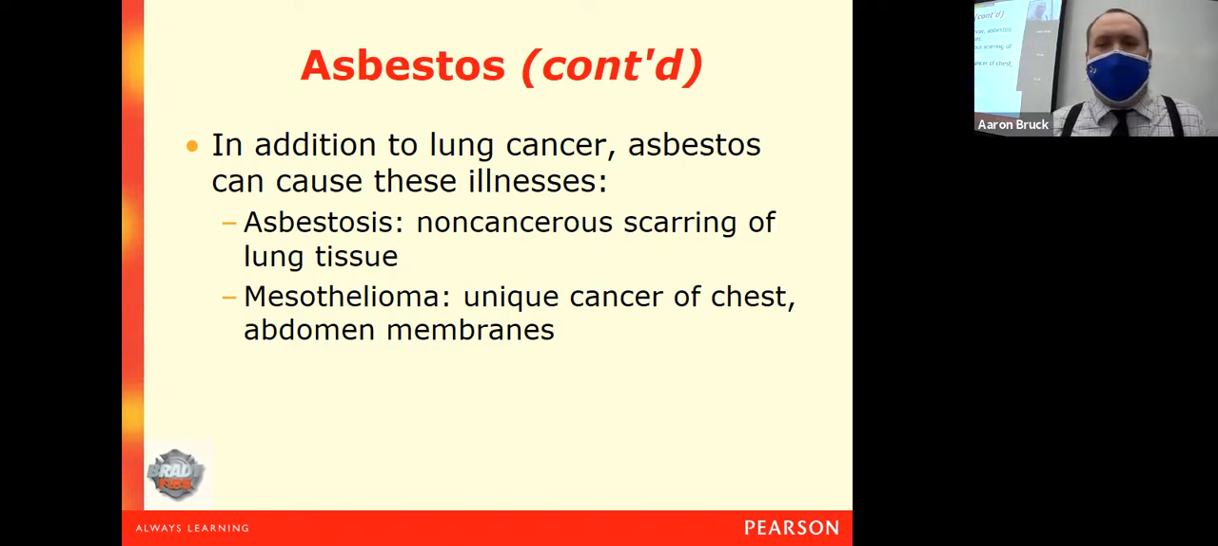Now, mesothelioma is a form of cancer that affects primarily the chest and the abdomen and the membranes of those organs. And it can be nasty stuff. And certainly if you have a family member that's gone through that, it's hard to watch.